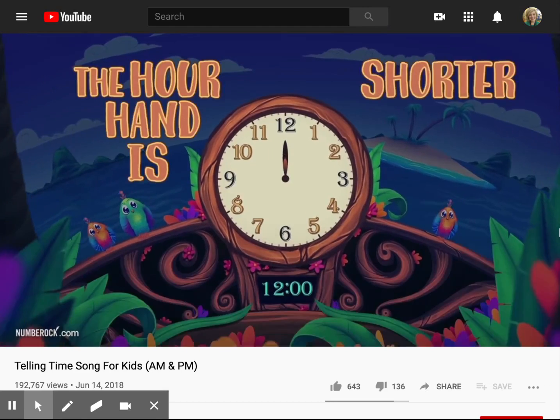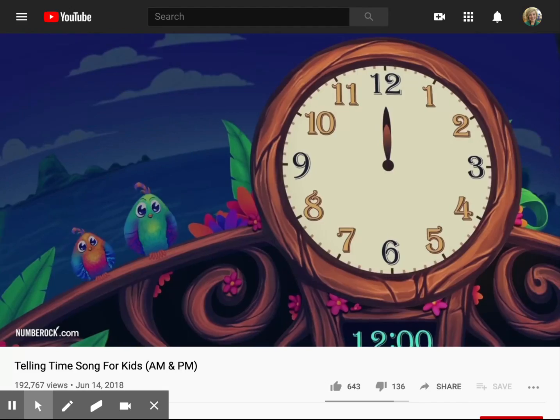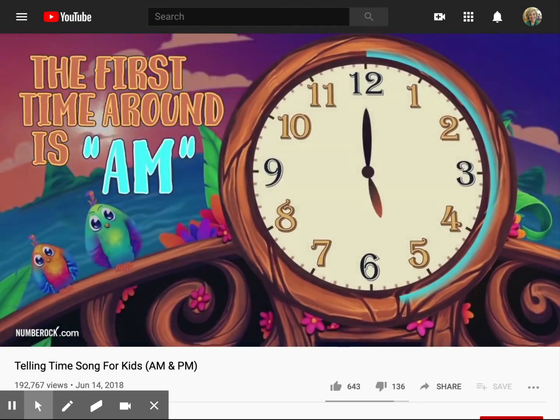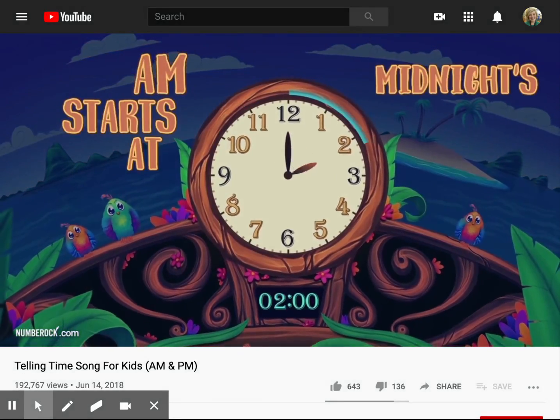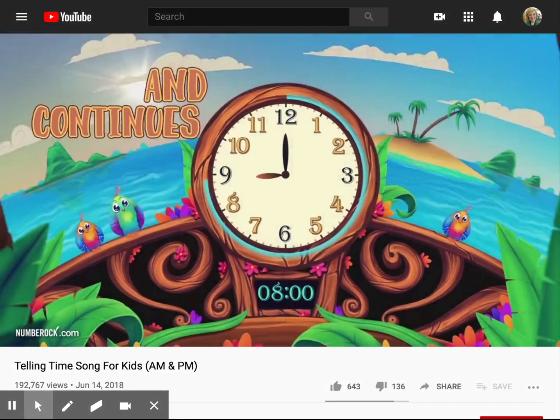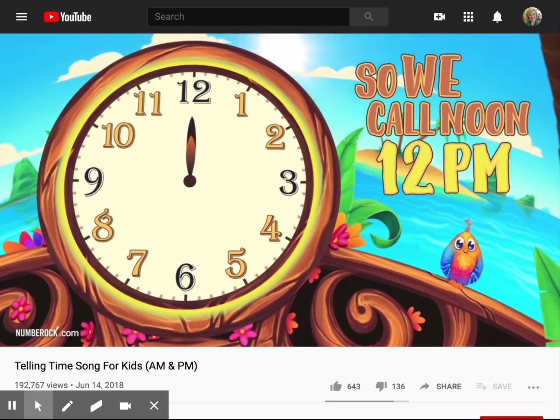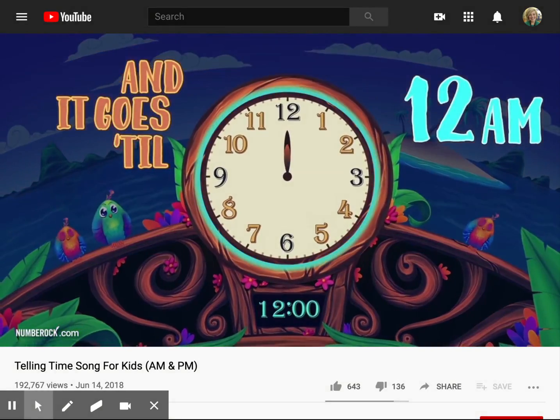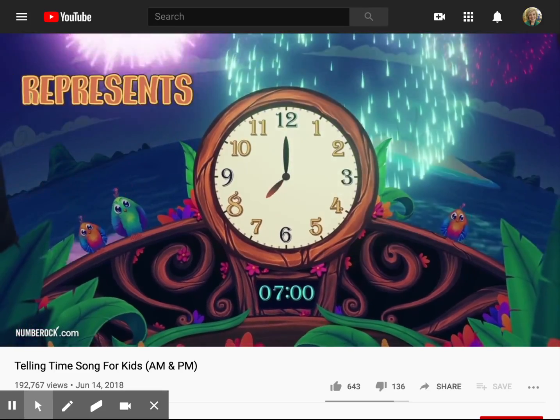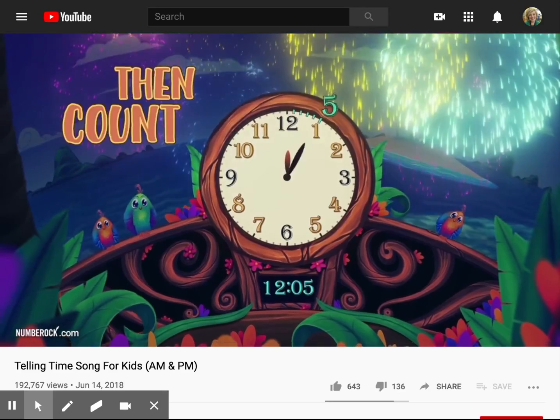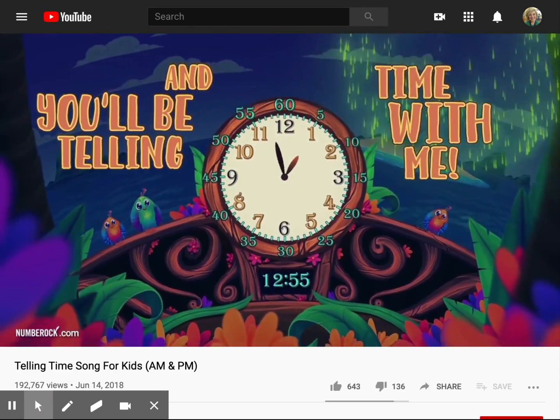The hour hand is shorter always. It goes around the clock twice each day. First time round is AM. The second time it's called PM. AM starts at midnight's moon and continues until noon. So we call noon 12 PM. And it goes till 12 AM. Every number the hour hand goes by represents 1 hour at a time. And count the minutes out of 60. And you'll be telling time with me.